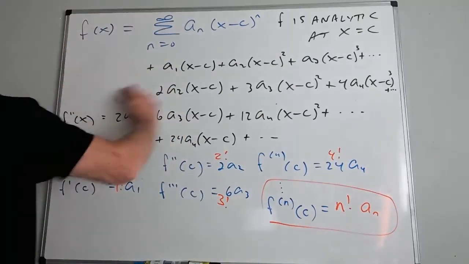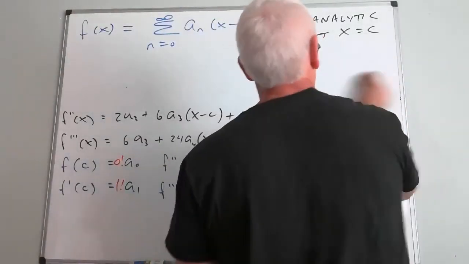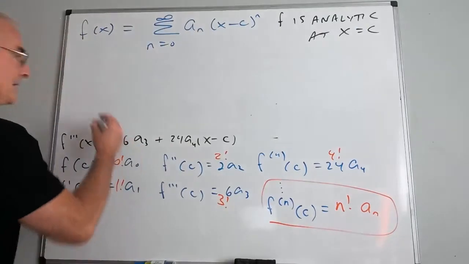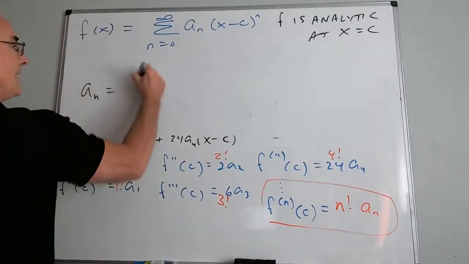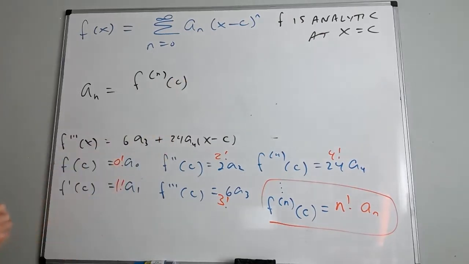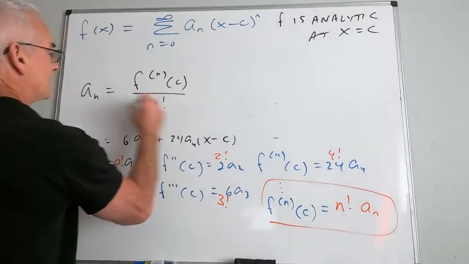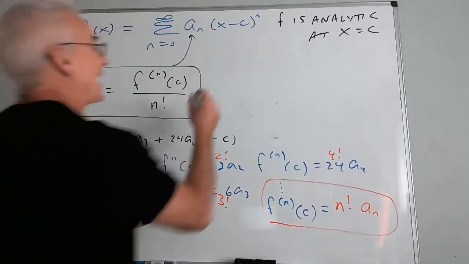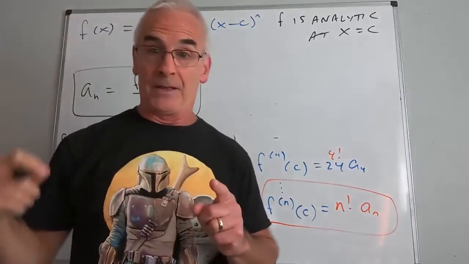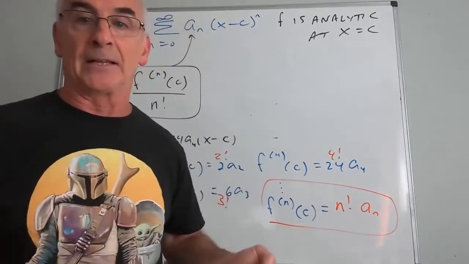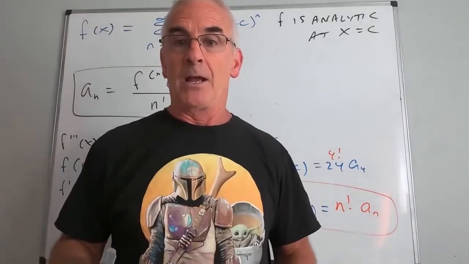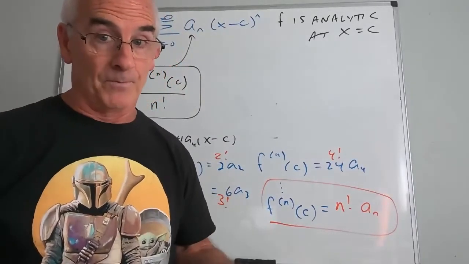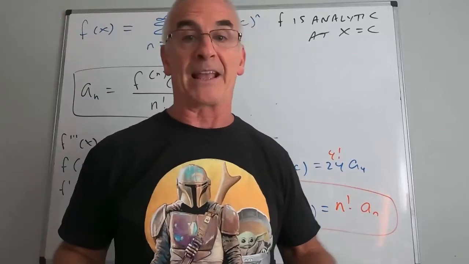So now working backwards, I can tell you what a sub n is. If I solve for a sub n, that means that a sub n is equal to the nth derivative of my function evaluated at c, divided by n factorial. And that's actually what's going to go right here. So now I can say, if I start with a function f that is analytic at c, by the way, if it's not analytic at c, you're wasting your time because you can't do any derivatives. The majority of the functions you deal with are going to be analytic at 0. The ones that are not analytic at 0 are probably analytic at 1.